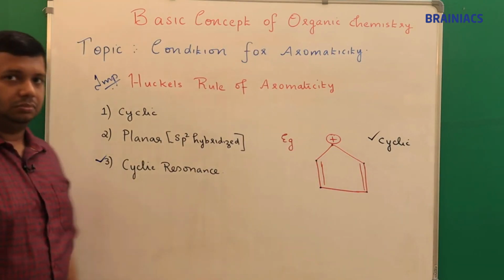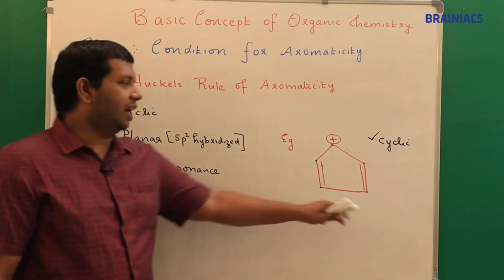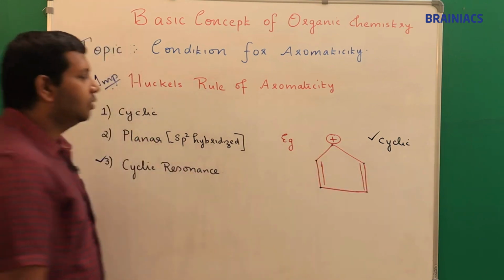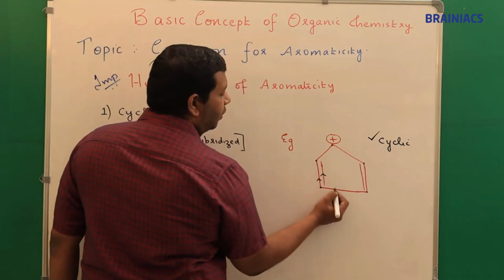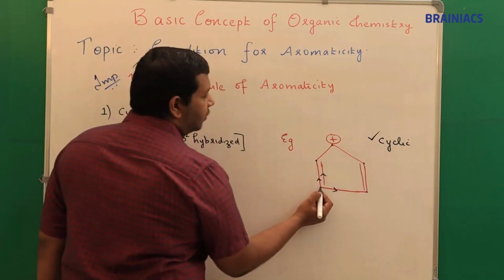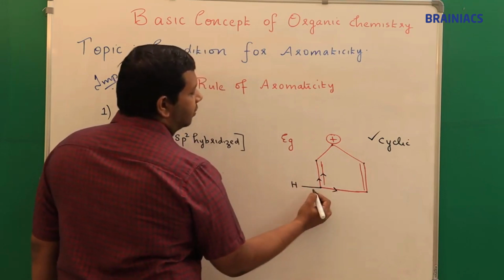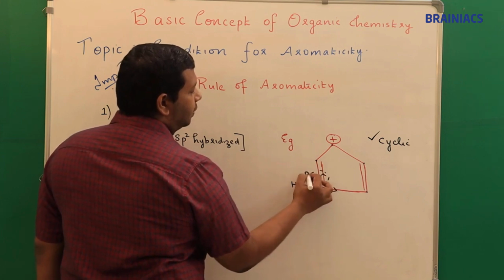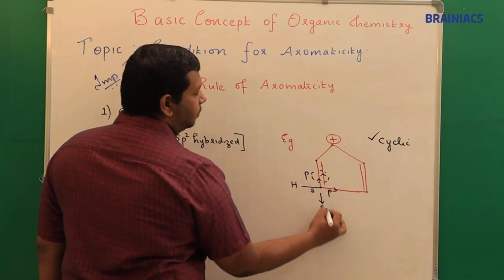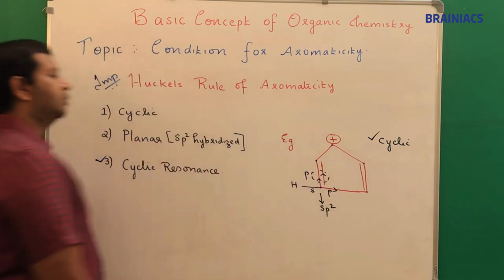Planarity. For planarity, what should I check? I check the hybridization of all the carbon atoms. So let me start from here. I know that one valency going here, one valency going here, one valency going here. So where is the last valency? That should be a hydrogen atom. So if I check S, this is P, this I am taking together. So this is P. So the hybridization here is sp2. Correct?